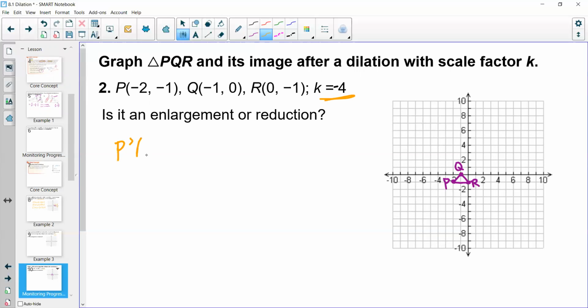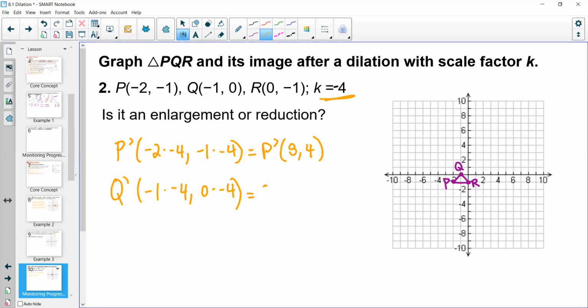So our P prime is now going to be negative 2 times negative 4 and negative 1 times negative 4. And so P prime is actually going to be 8, 4. And then we've got Q prime, which is going to be negative 1 times negative 4 and 0 times negative 4, which will actually end up getting us the point 4, 0. And then lastly, we have R prime, which is going to be 0 times negative 4 and negative 1 times negative 4, which ends up getting us the point R prime, 0, 4.